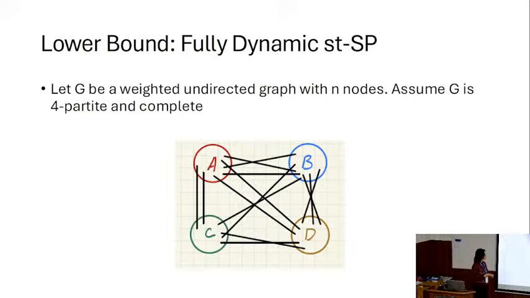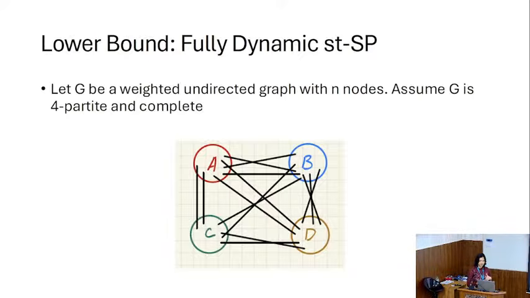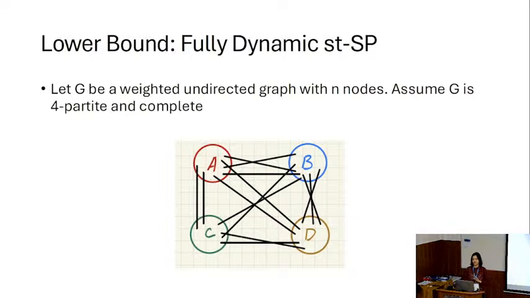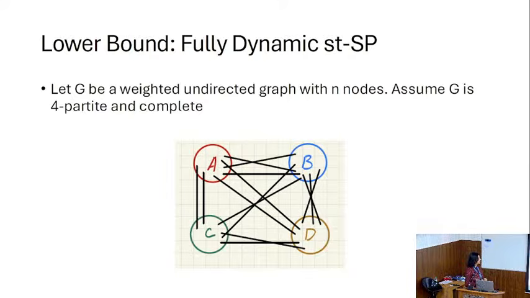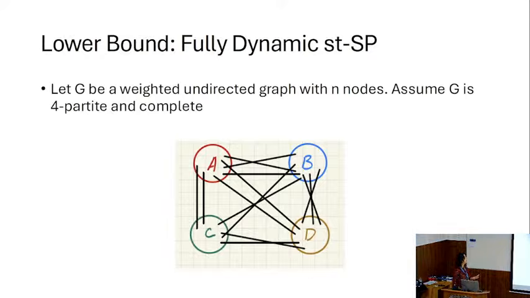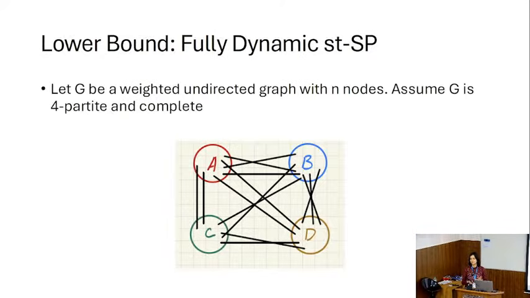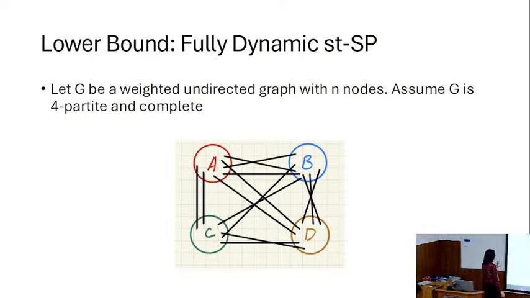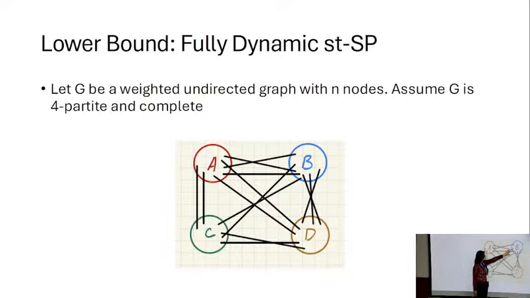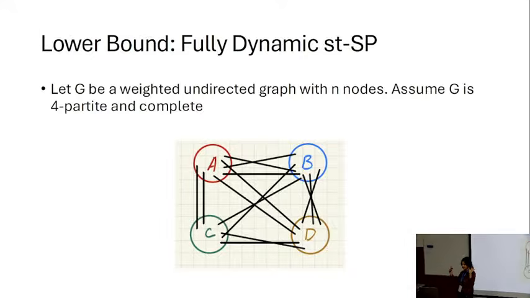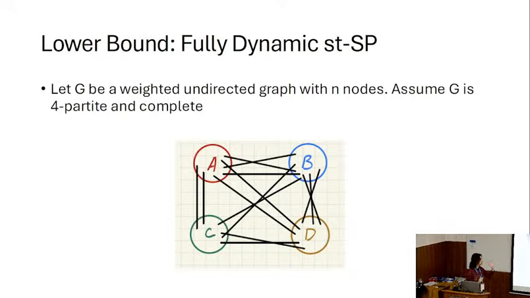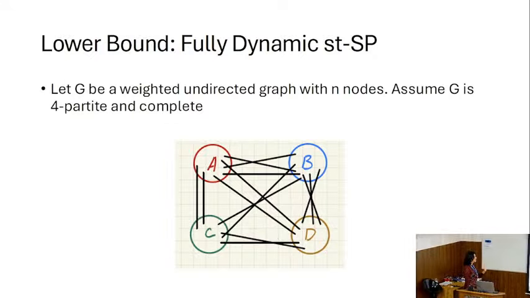Okay, so we'll start with the lower bound, which is for the fully dynamic ST shortest path, and then we'll slowly modify it so that at the end we have a lower bound for ST shortest path, but for the partially dynamic setting. Okay. So we have G, which is a weighted undirected graph over n nodes. We are assuming G is 4-partite. So this is without loss of generality. If you have a graph G, you just replicate the vertices as A, B, C, D, and then you add edges: whenever there is an edge between two vertices, you add the corresponding edge from A to B. So without loss of generality, you can assume that G is 4-partite.